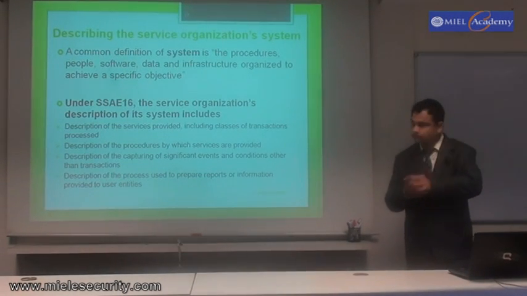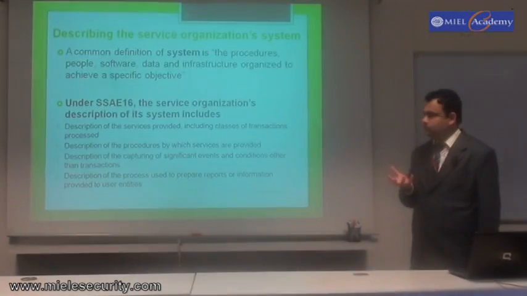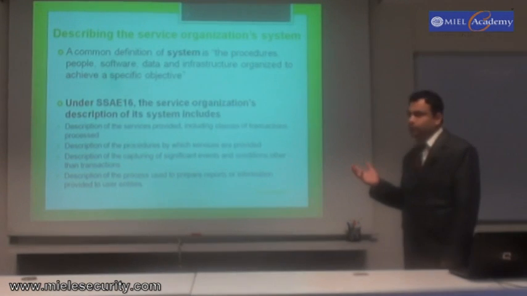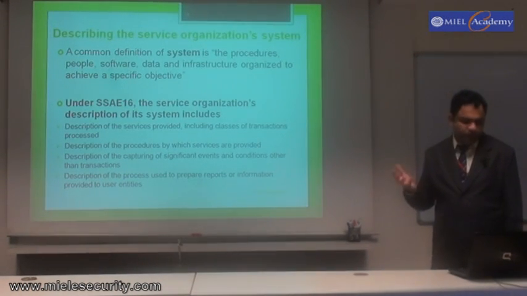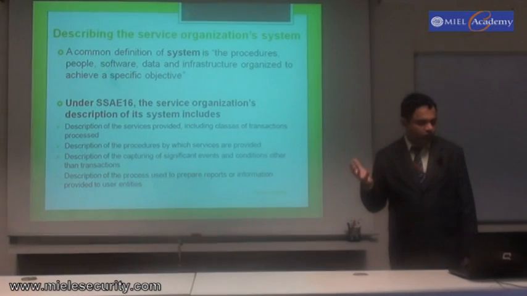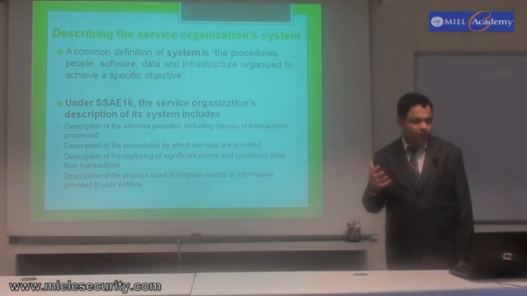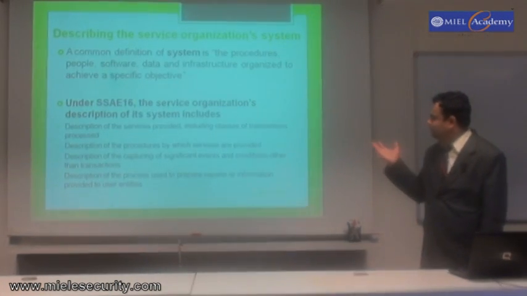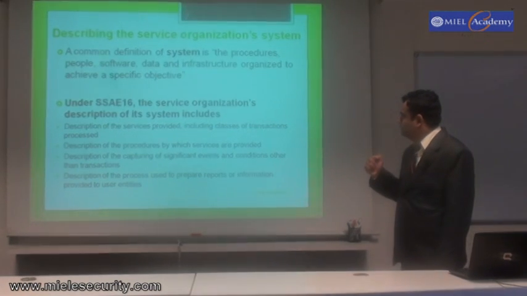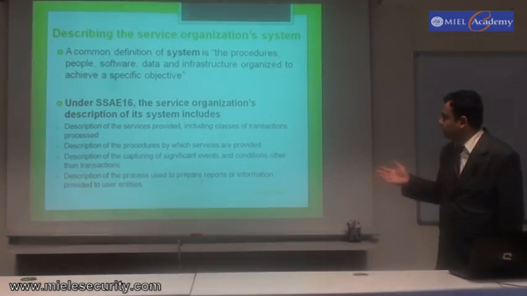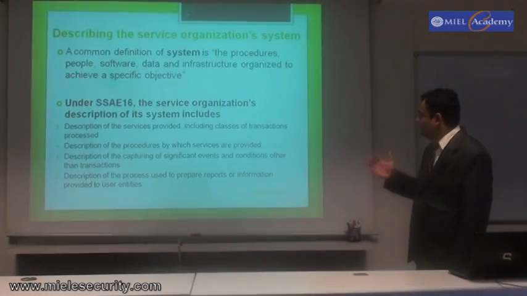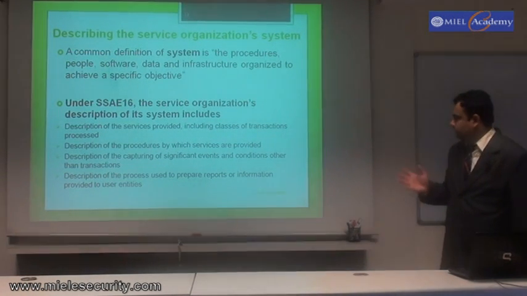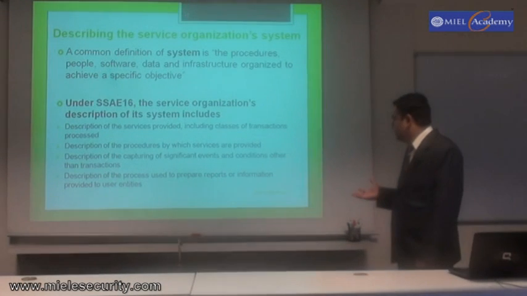So we are talking about the description of the system. Basically, what is a system? The system is procedures, people, software, data, and infrastructure, organized to achieve a specific objective. So it's an entire ecosystem of people, process, and technology, which will be used to achieve the goals of the organization. Under SSAE 16, the service organization's description of system includes the following: description of services provided, description of procedures, description of the capturing and monitoring of significant events and conditions, and description of the process to create reports.